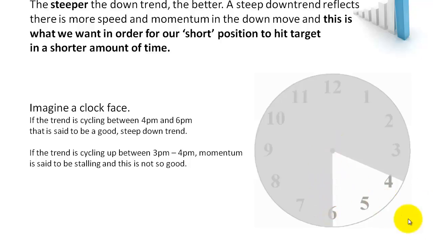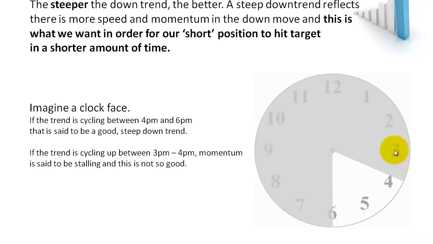on our clock face here, or indeed the shorter term moving average, like it could be the 20, it could be the 10. I'd recommend using the 20 moving average for this. Then if that too is basically between 4 and 6 p.m., that's a very good gauge that we've got speed and momentum. And if we did decide to take a short position off the back of it, it is very likely our trade will hit target in a relatively short amount of time.